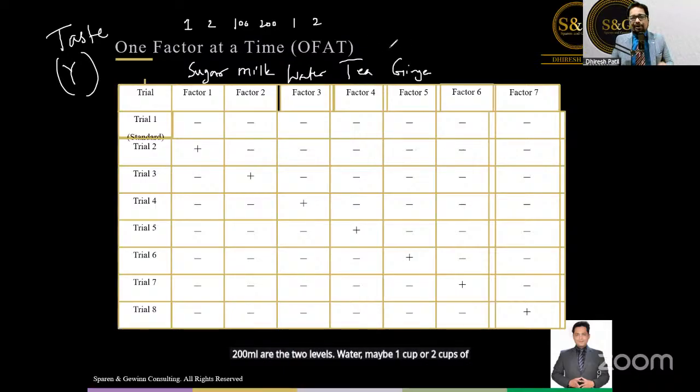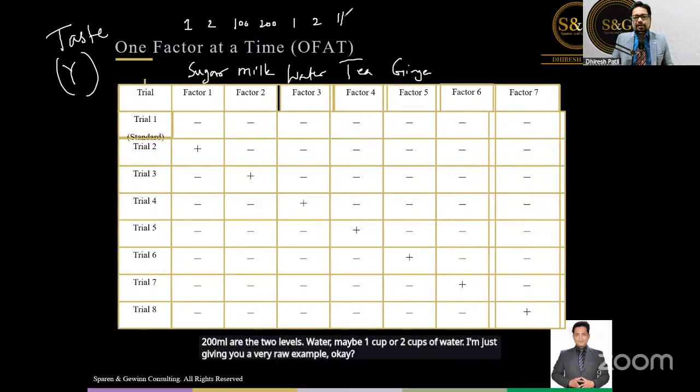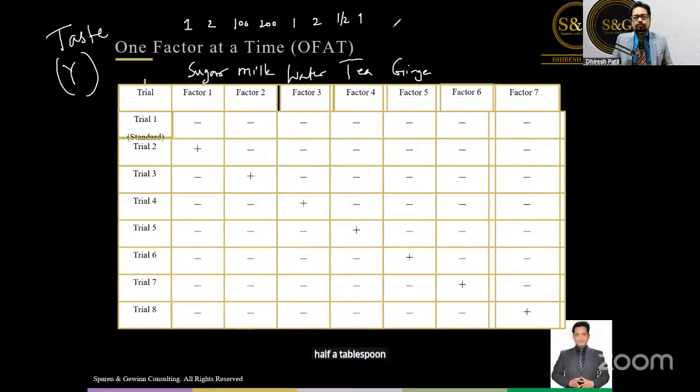I'm just giving you a very raw example, okay? Half a tablespoon and 1 tablespoon. Ginger again, I don't know, 10 grams and 20 grams. I'm just giving you very raw. Now, so for every factor, we have decided two levels. One is lower level, one is higher level.